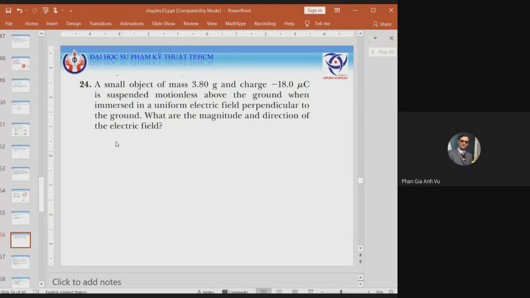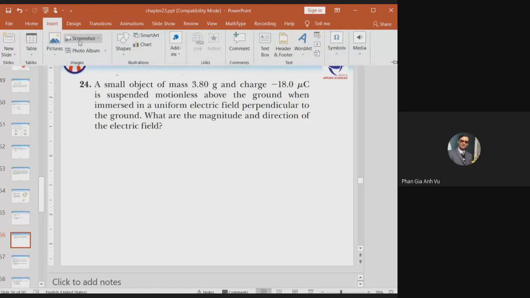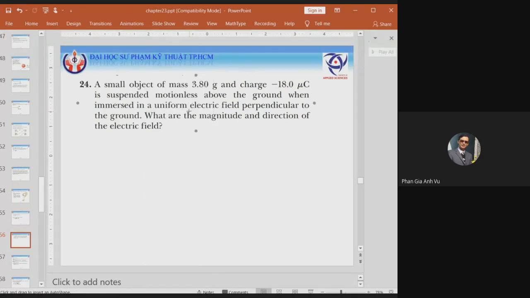Uniform electric field, what is this? What is uniform electric field? Can someone tell me what this is? Uniform electric field. You know the word uniform, right? What is this in Vietnamese? Uniform.